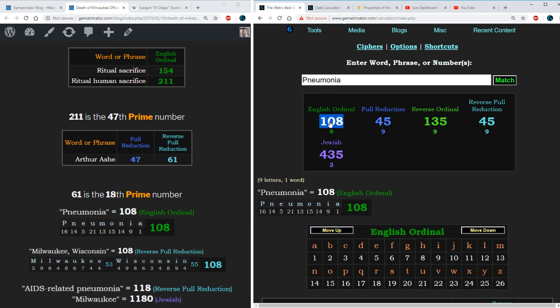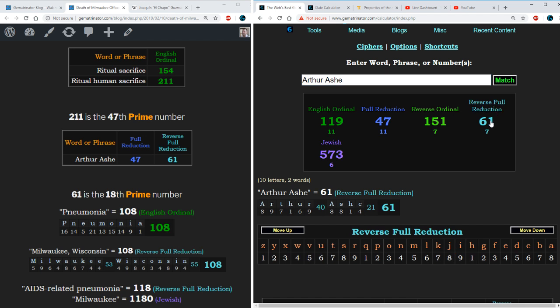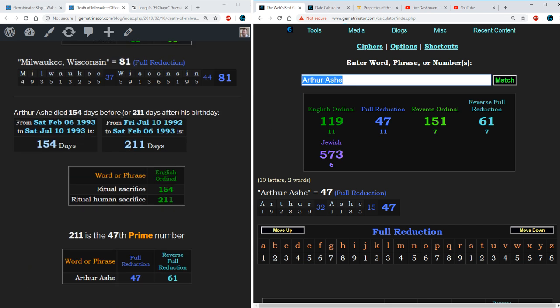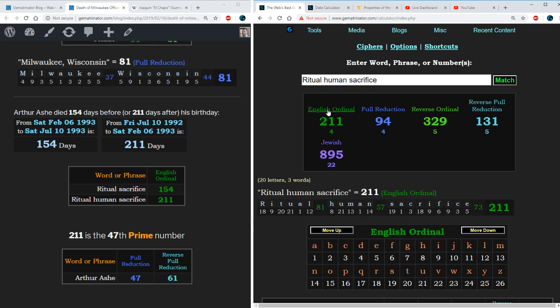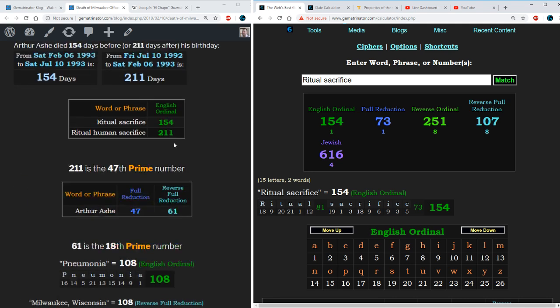This number, 108, like 18, the 18th prime number is 61. Arthur Ashe equals 61. His name also equals 47 in reduction. The 47th prime number is 211. And Arthur Ashe died 211 days after his birthday. Ritual human sacrifice equals 211. That same date, by the way, was 154 days before his next birthday. Ritual sacrifice, 154, same cipher, the alphabetic order.